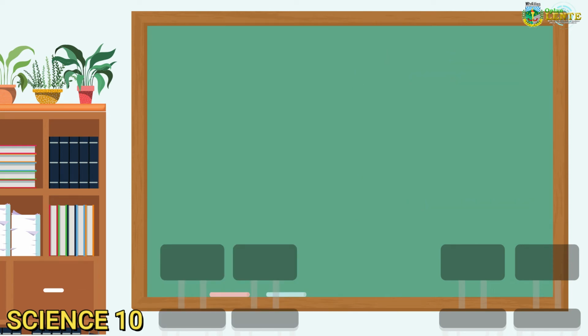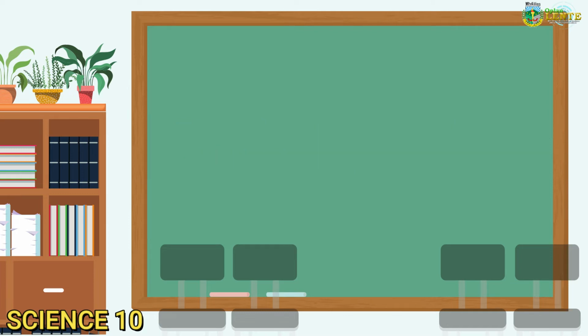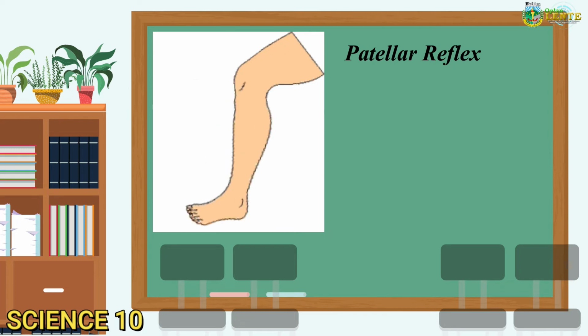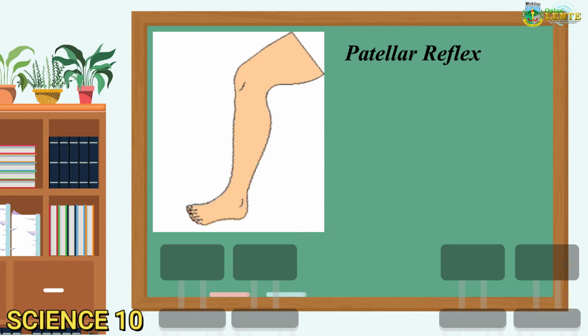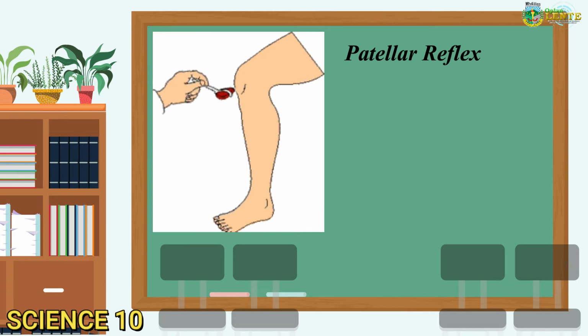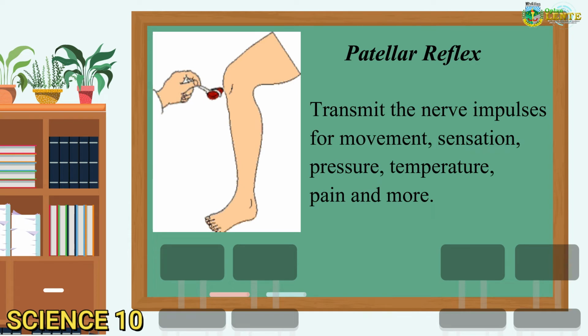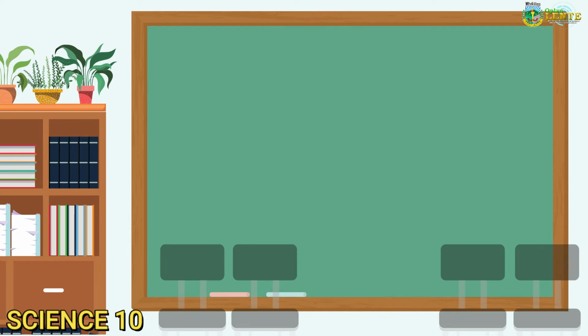One unique function of the spinal cord is the reflex responses. The spinal cord may also act independently of the brain in conducting motor reflexes. One example is the patellar reflex, which causes a person's knee to involuntarily jerk when tapped in a certain spot. These functions of the spinal cord transmit the nerve impulses for movement, sensation, pressure, temperature, pain, and more.